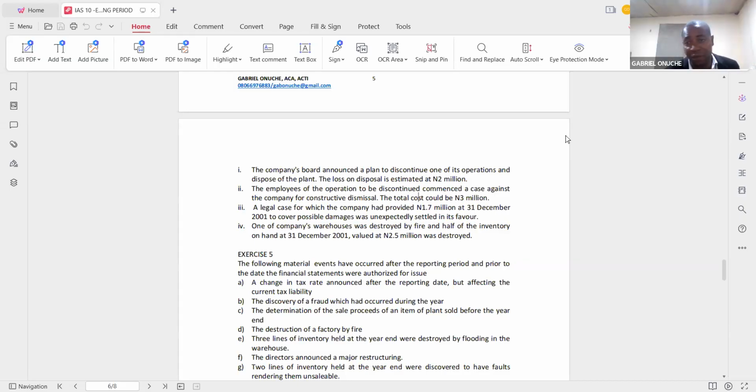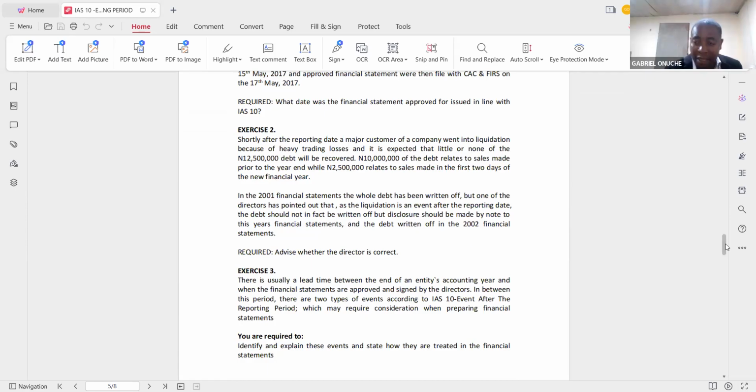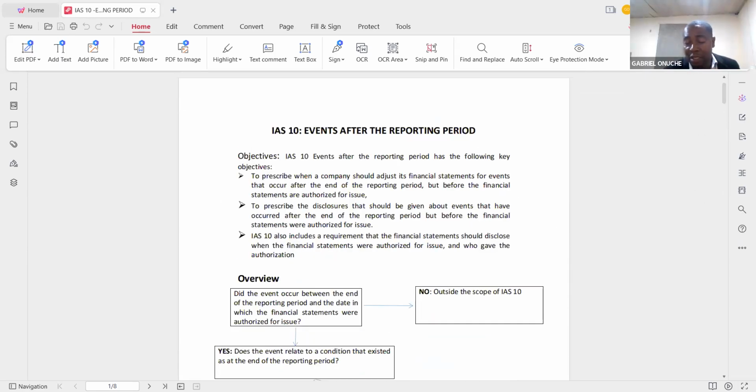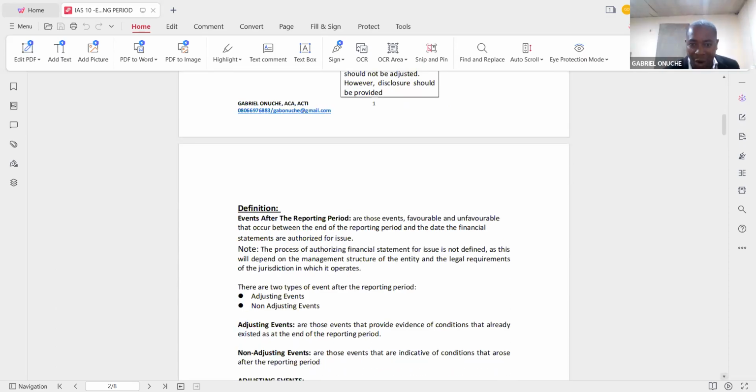The reporting date of a company can be different from another company, so it's based on the company's year end. The date now is between the financial year end, or the reporting period, and the date on which the financial statements are authorized for issue. Can you see my slide? The date on which the financial statements are authorized for issue by the board of directors is not defined by the standard. Rather, it depends on the management structure of an entity or the legal environment in which the company operates.